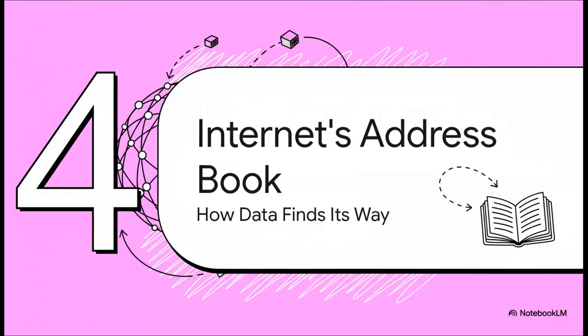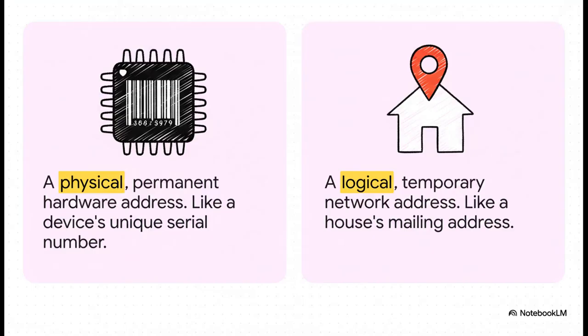All right, for our last section, let's figure out the magic trick. How does a tiny piece of data know exactly where to go in this absolutely massive global system? Well, it all comes down to having a really clear addressing system. So check this out. Every single device on a network actually has two addresses.